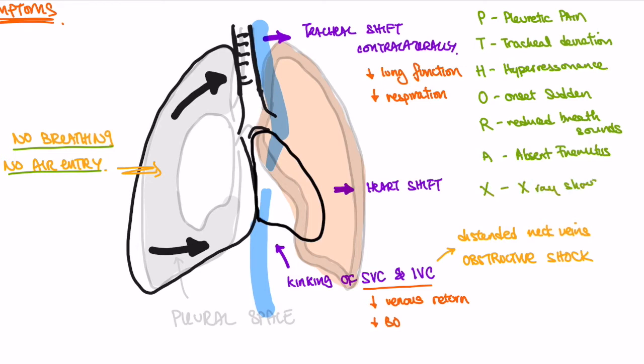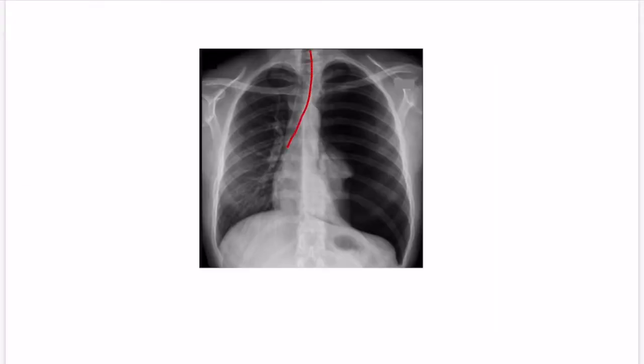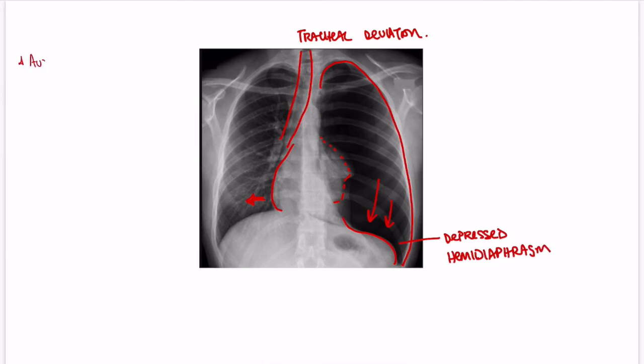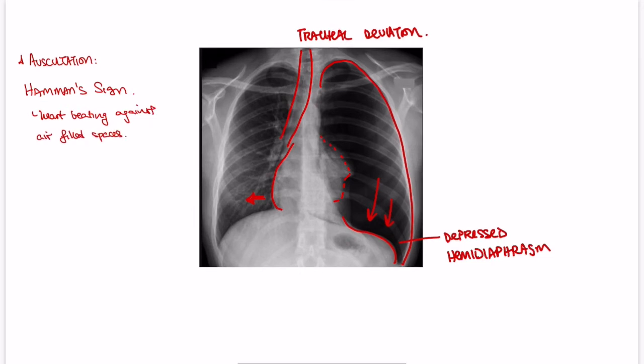So let's look at the findings of an x-ray. These findings are very straightforward, as you will see. Right here is the tracheal deviation, and the size of the lung on the affected side is also decreased. The heart is slightly shifted, and the expansion of the pleural space has caused a depression into the diaphragm. A tip-off on auscultation is known as the Hammond sign, a rasping, crunching sound heard synchronized with the heartbeat as the heart is beating against air-filled tissues.